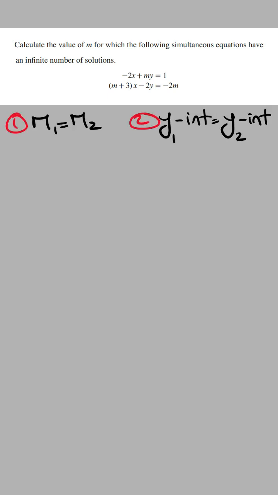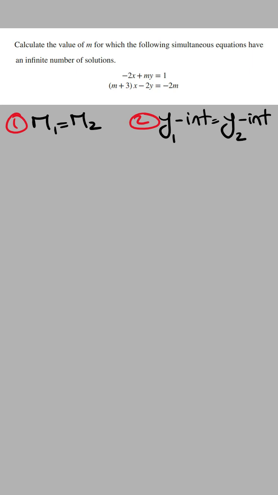For a simultaneous equation to have infinite solutions, two conditions need to be met. The first condition is that the gradient of the lines must be the same, and the second condition is that the y-intercepts of the lines must also be the same.